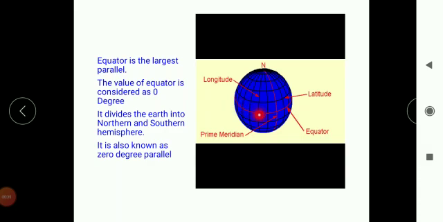So what would be the other name for equator? It is also known as 0 degree parallel. This equator divides the earth into northern and southern hemisphere.